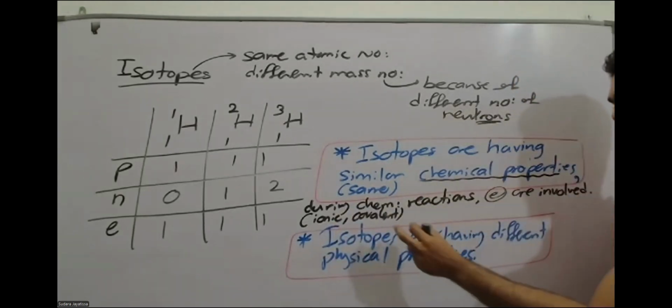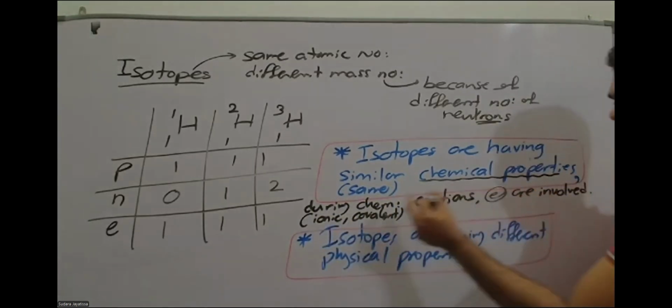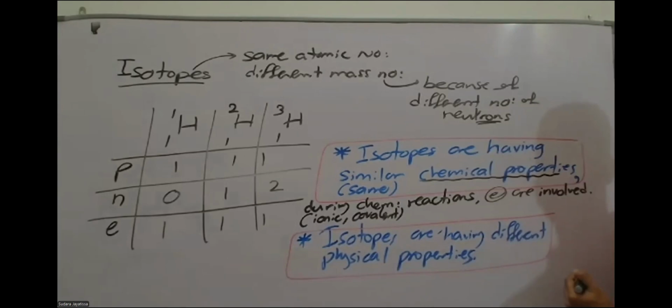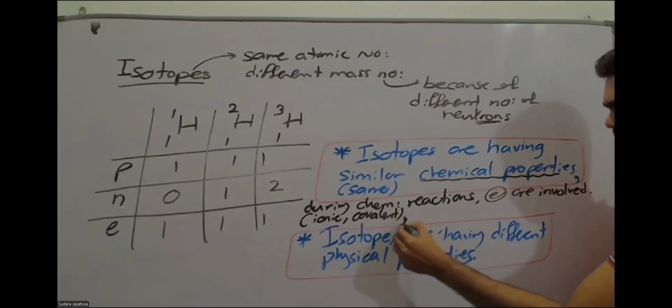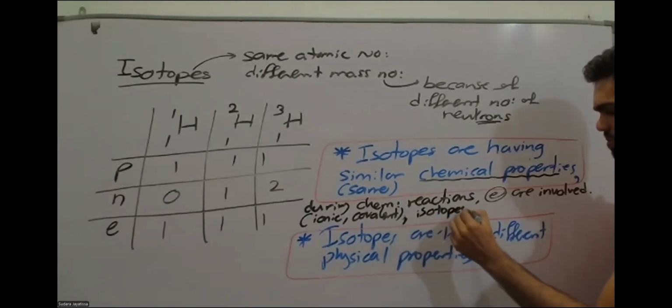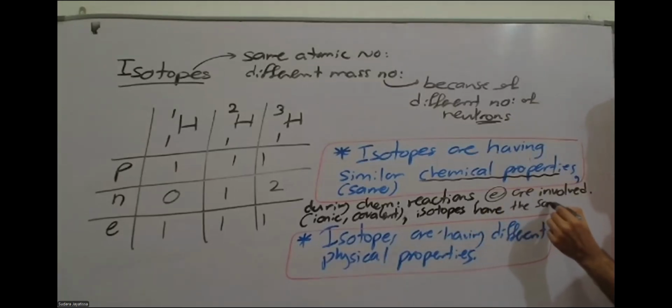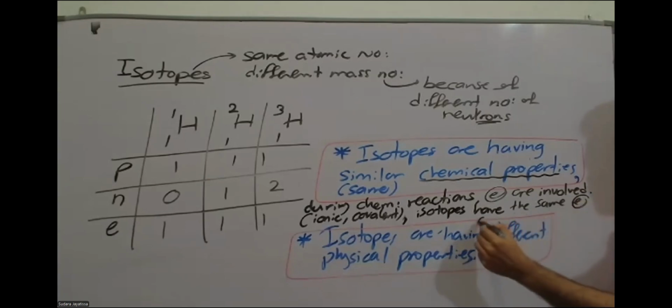Right? Okay, so during chemical reactions, electrons are involved, ionic and covalent. Okay, ionic and covalent bonds are formed, and therefore, isotopes have the same electronic configuration.